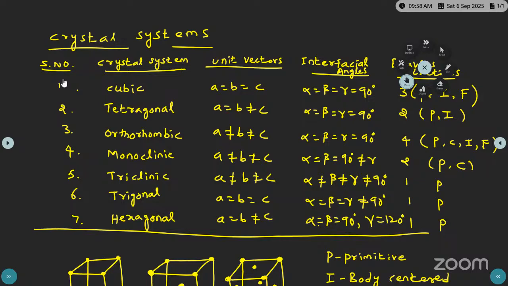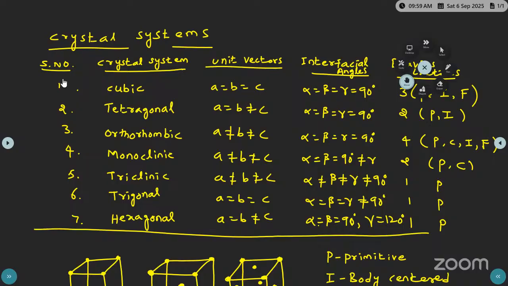And here interfacial angles, the first 3 are the same, right? Alpha equal to beta equal to gamma equal to 90, right? Then the fourth one, alpha equal to beta but not equal to gamma, and alpha beta must be equal to 90. The fifth one, alpha not equal to beta not equal to gamma and not equal to 90. The next one is all equal but not equal to 90. And the last one, alpha equal to beta equal to 90 and gamma must be 120.